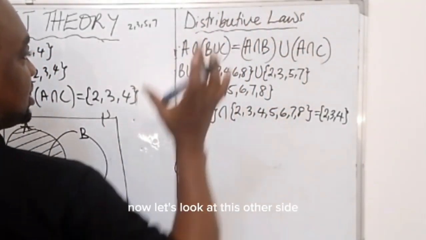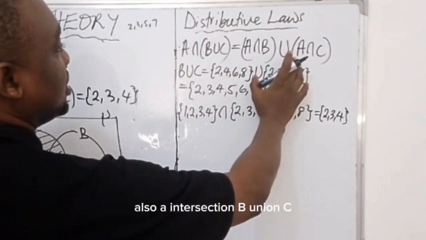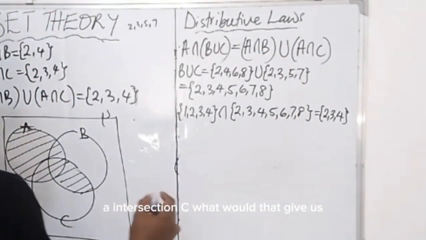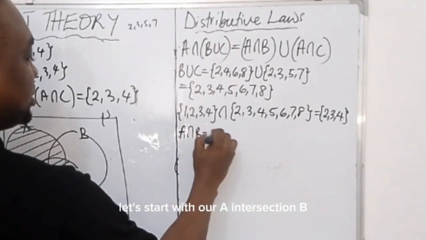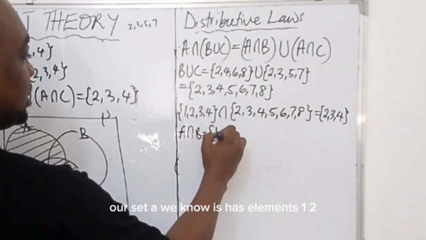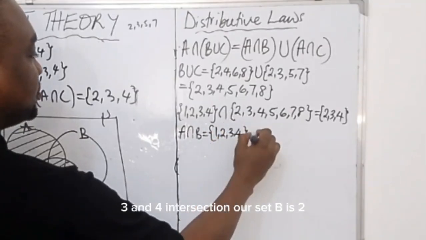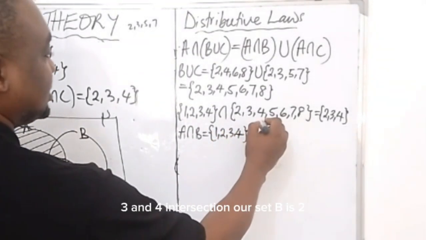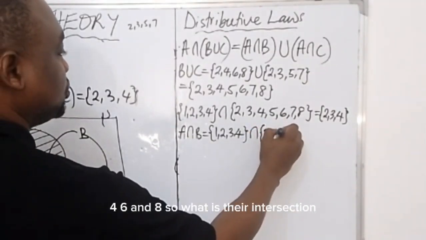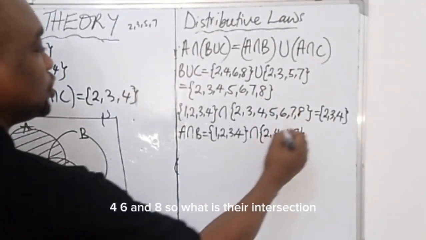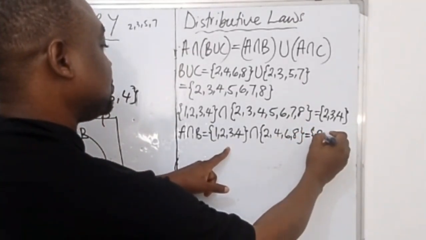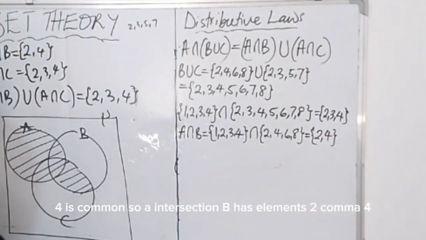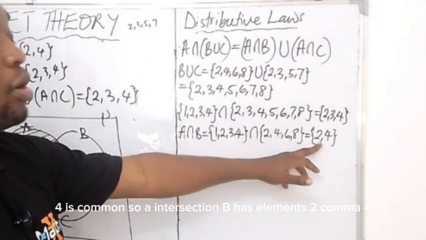Now, let's look at this other side also, A intersection B union A intersection C. What would that give us? First of all, let's start with our A intersection B. Our set A, we know, has elements 1, 2, 3, and 4. Intersection, our set B is 2, 4, 6, and 8. So what is their intersection? As you can see, 2 is common, 4 is common. So A intersection B has elements 2, 4.